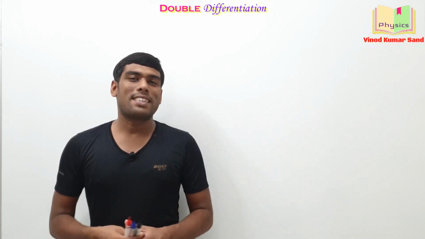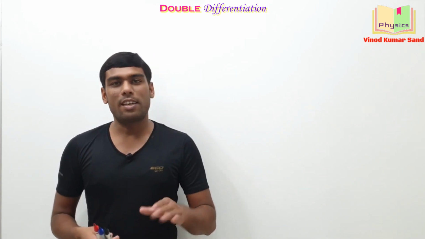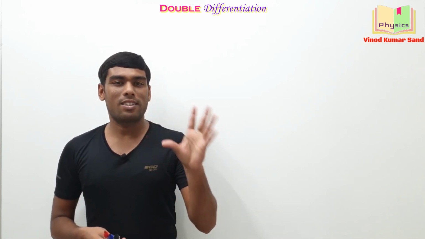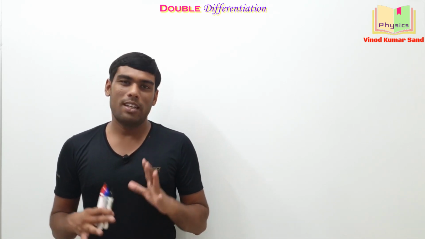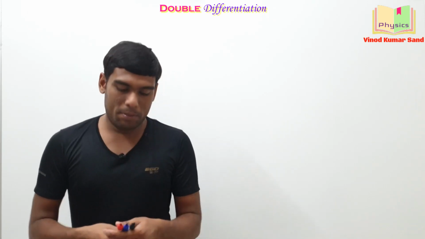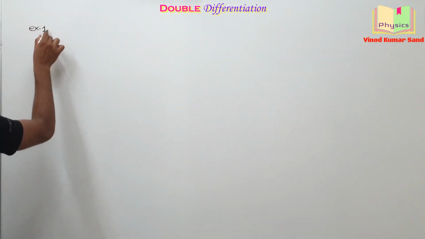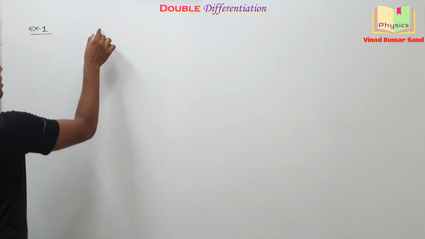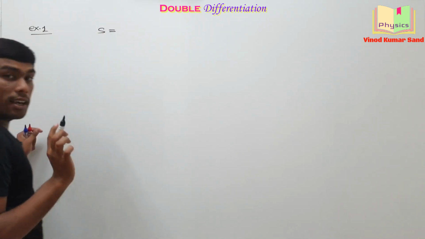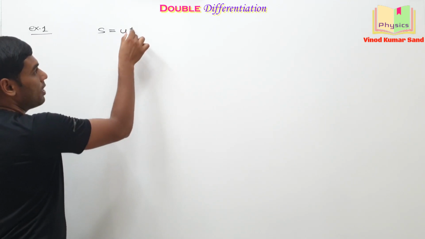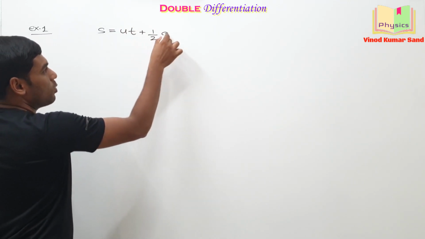Our next topic is double differentiation. If you can differentiate a function once, then you can differentiate it twice, thrice, as many times as you wish. So it's not tough for you. I am taking a few examples. Example number 1. You have read the displacement s. Remember the formula? ut plus half at square.